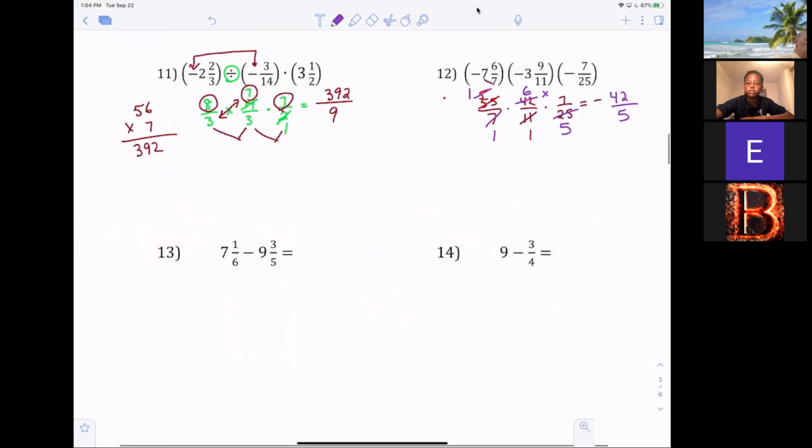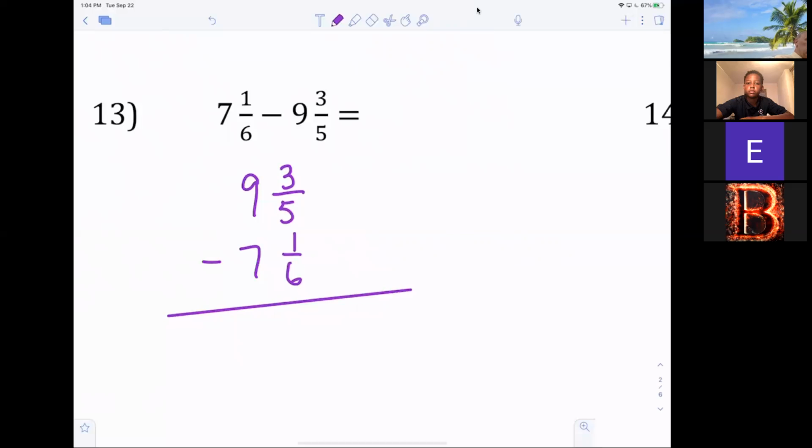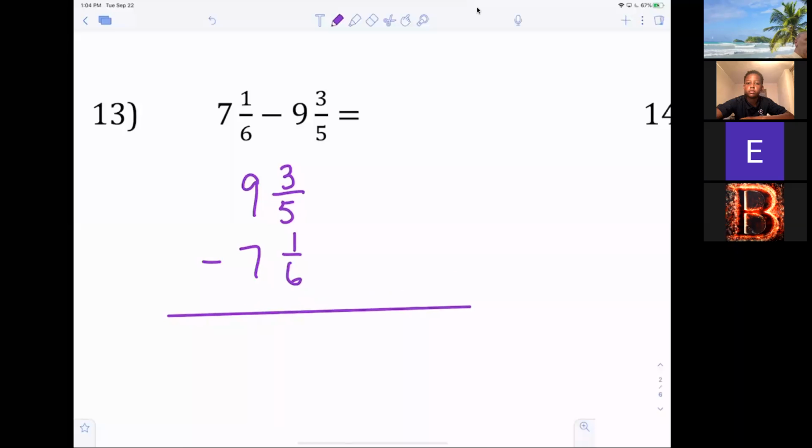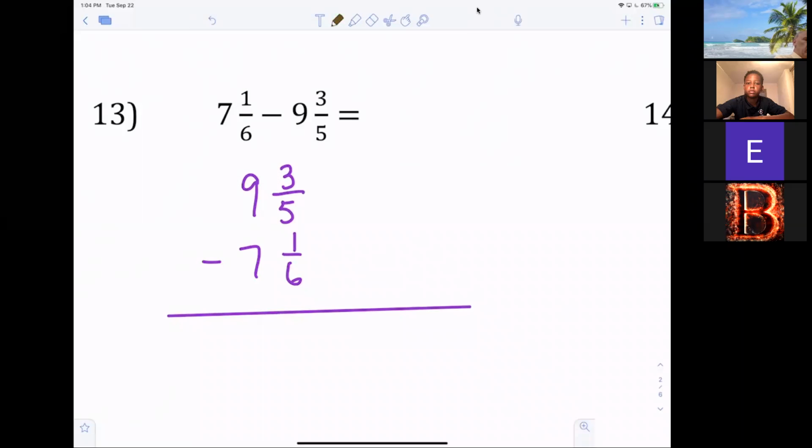Let's do 13. All right. Adding or subtracting, guys? Subtracting. So let's do this. 9 and 3/5, 7 and 1/6. Common denominator is what? 30. I think he's right. 30.